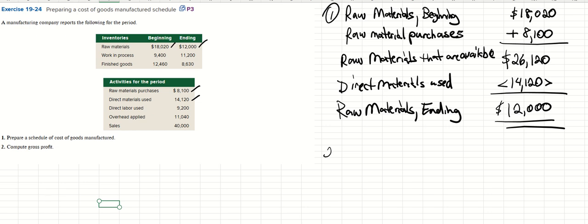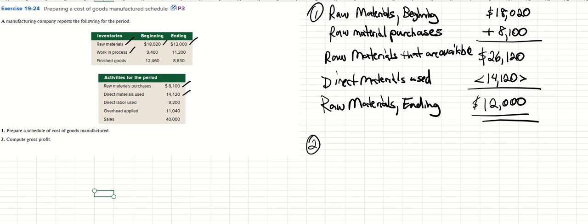Okay, so for number 2, we are going to now focus on the work in process. So we already worked on raw materials. Now we're going to focus on the work in process. So there's some things we need to do with the work in process balances from beginning into the end. So we're going to start off with work in process beginning. So I'm going to abbreviate it as WIP, work in process, comma, beginning. And I'm just going to plug in the beginning balance that they provide to us, which is $9,400. From there, I'm going to now add direct materials used.